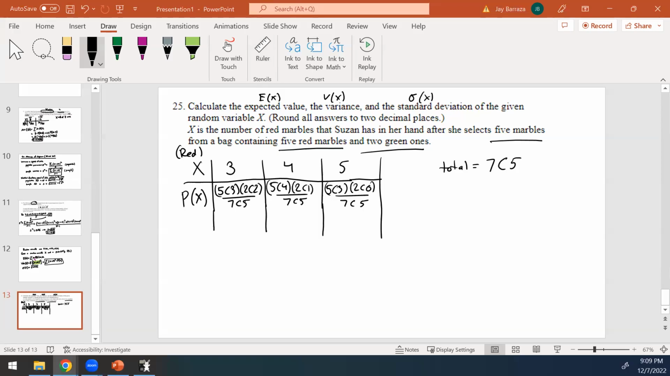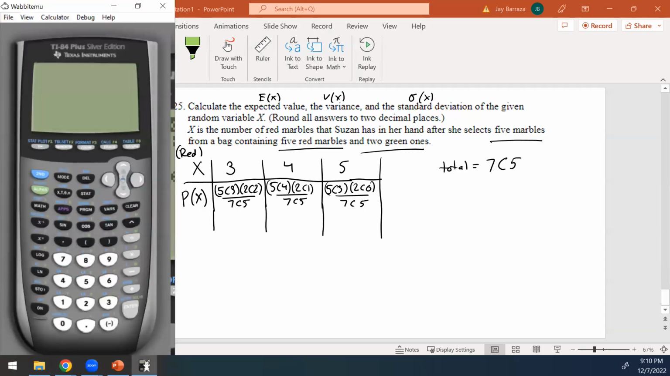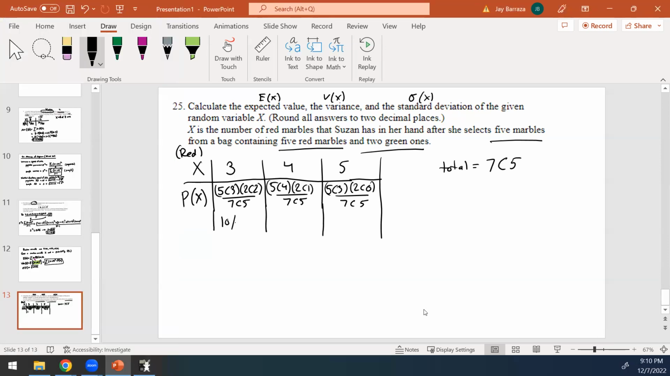Now, does the solution have the actual numbers for that? I don't think it does. Does anyone have the 3 numbers for it? Because otherwise I have to manually calculate them. I don't want to do that. Guess not. So let's do them. So it's 10 over 21 for 3 and 4. Thank you. And then 5 is 1 over 21. Cool. I think that kind of makes sense. All right. Any questions though?